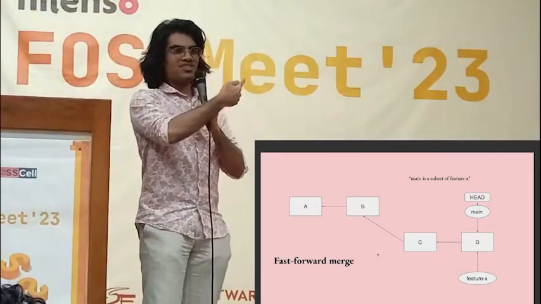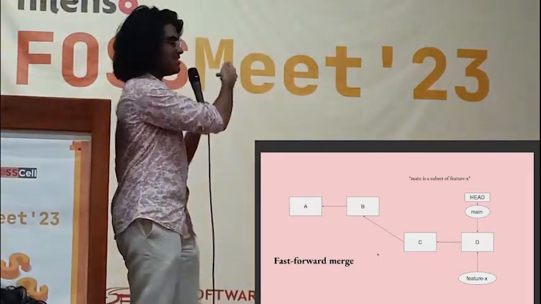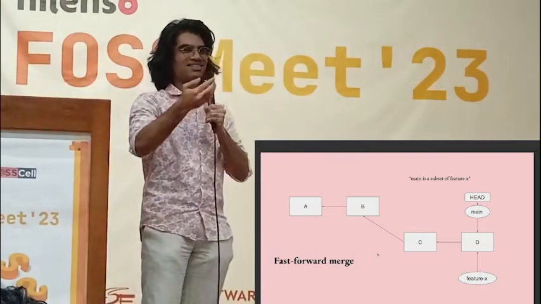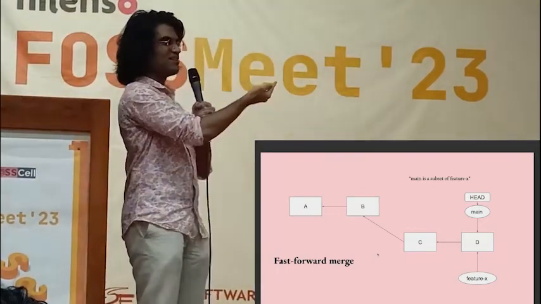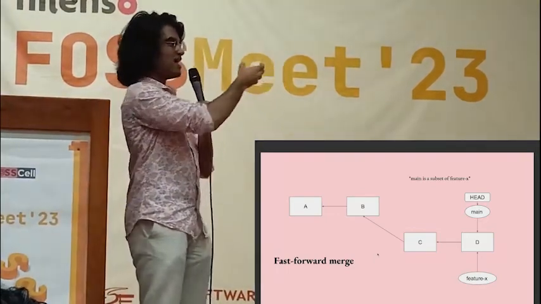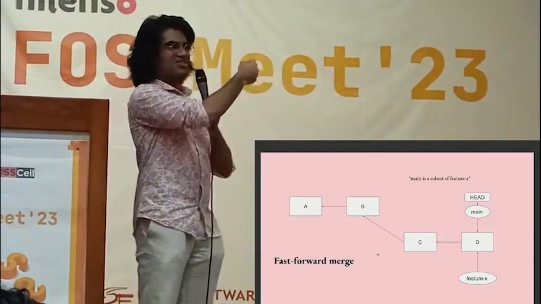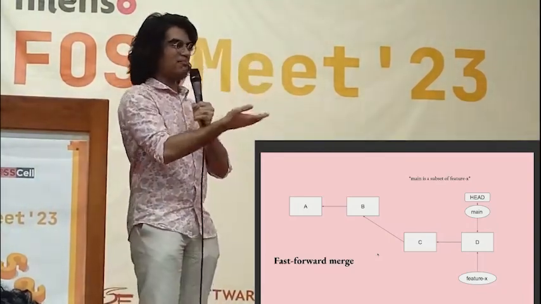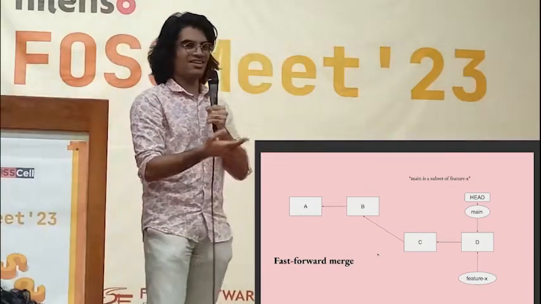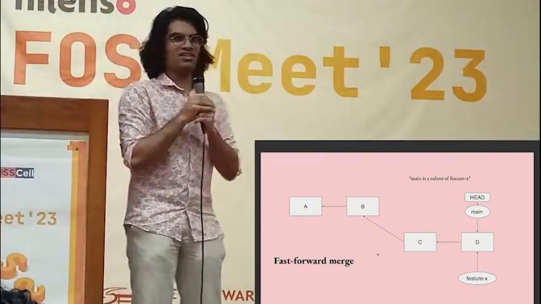A new commit object is not created here. It just advances the branch ahead because it can, right? That is the merge. There is no extra code coming from main. Since I could just advance it, Git makes this optimization for you, and it says it's a fast forward merge.